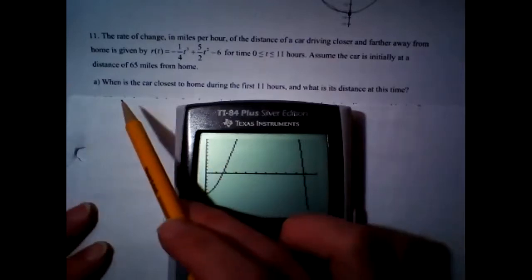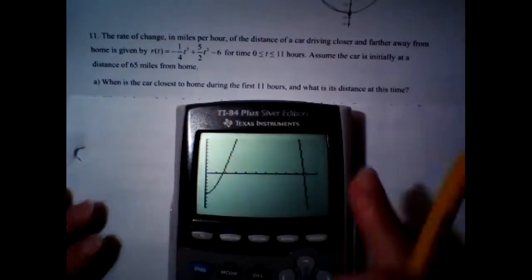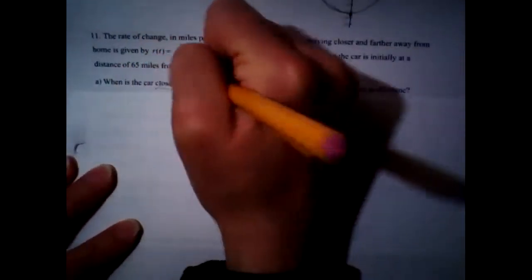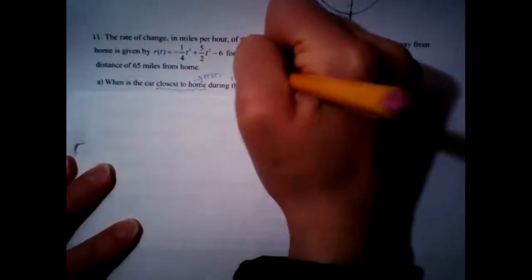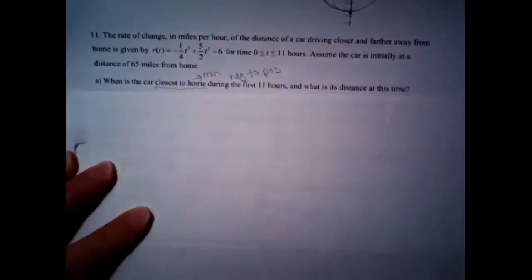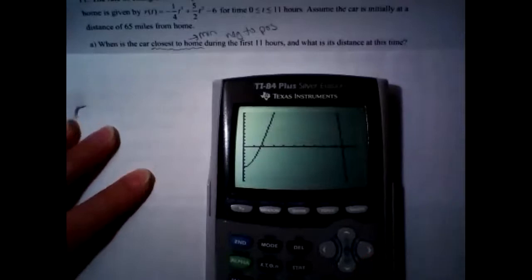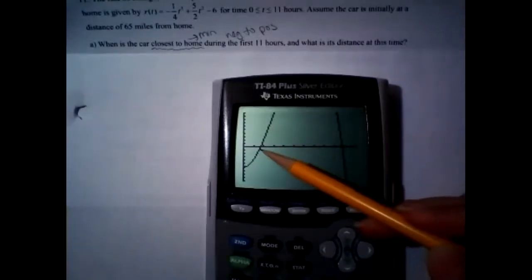So letter A, when is the car closest to home? Closest to home means a minimum. Closest to home is a minimum. That is where the derivative changes negative to positive. So when you look at this, we have a change from negative to positive right here. So we are going to calculate that 0.